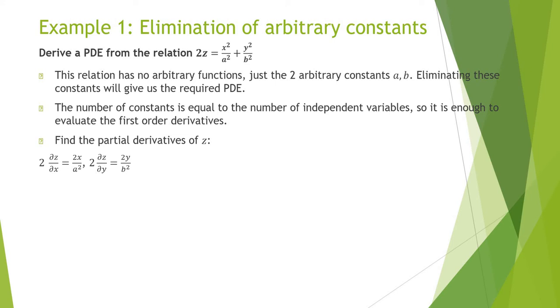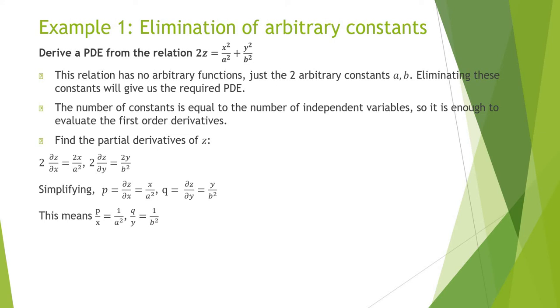2 times dou z by dou x equal to 2x by a square. 2 times dou z by dou y equal to 2y divided by b square. Again, using our notation from before, dou z by dou x is p, and that's equal to x by a square. Dou z by dou y or q equals y by b square. Then we can write 1 by a square equal to p by x and 1 by b square equal to q by y.